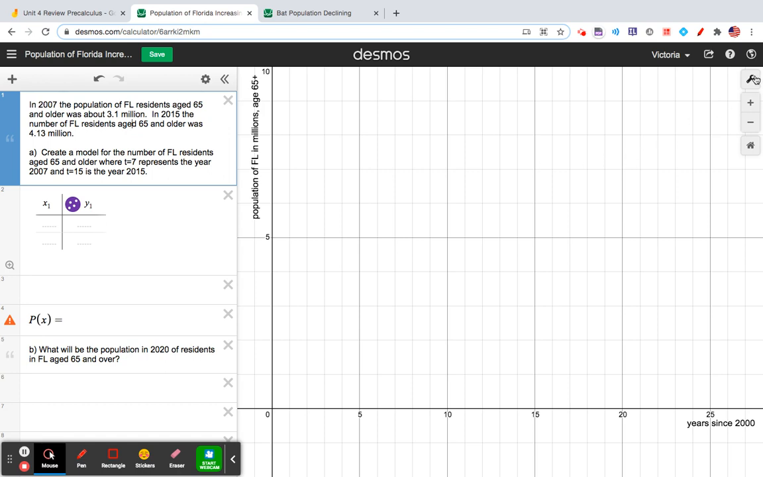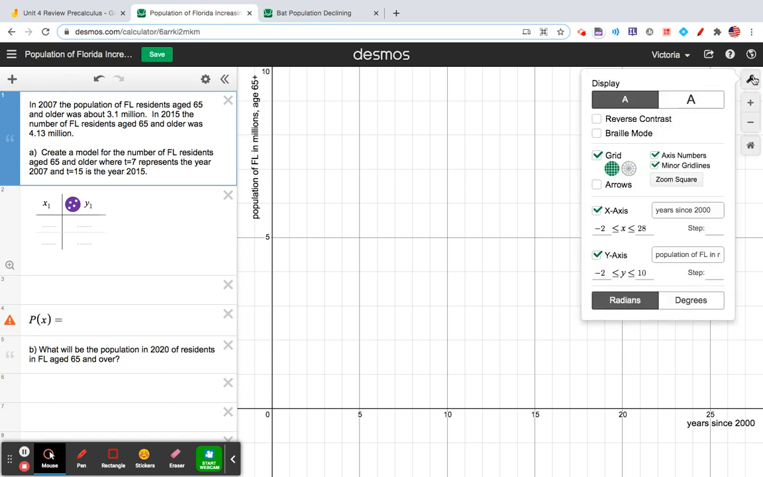I then went to my toolbar. I changed my window so that I'm looking at the graph. So I had negative 2 for the x to 28, and negative 2 for the y going up to 10. I labeled my x-axis, my independent variable, as years since 2000. And my y I'm labeling as the population of Florida in millions, age 65 and over.